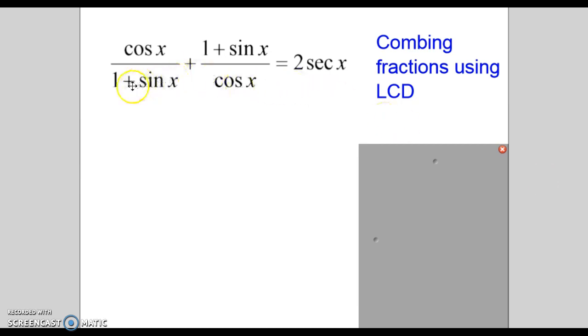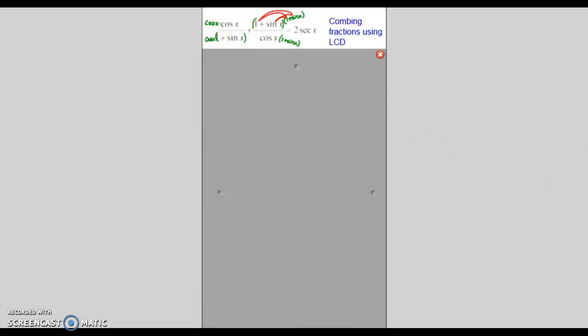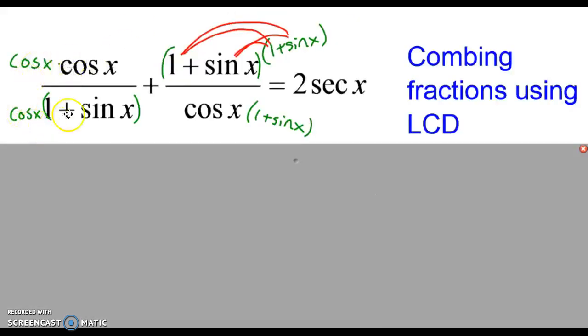You can see that here are my two different denominators. So my least common denominator needs to have this factor and it needs to have this factor. So I'm going to multiply the left fraction by cosine x on top and bottom, and I'm going to multiply the right fraction by 1 plus sine x on top and bottom.